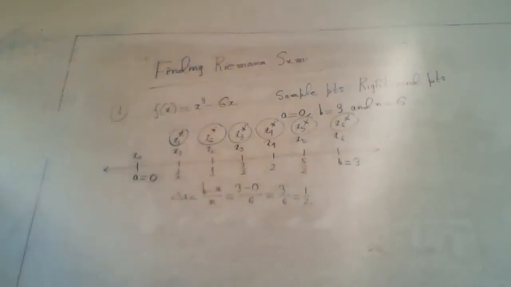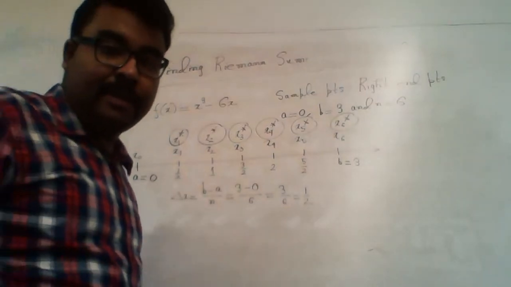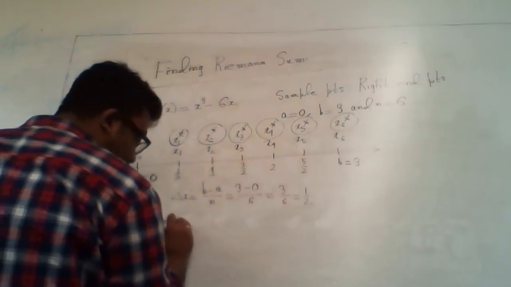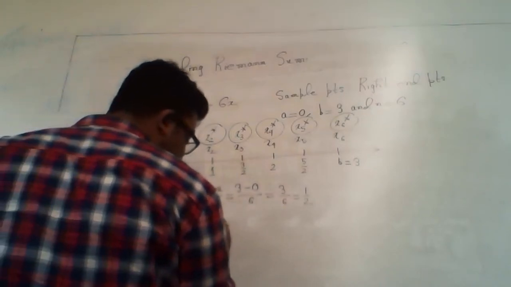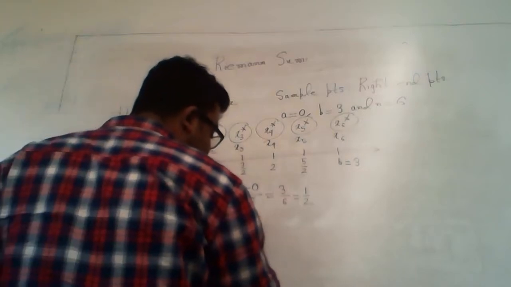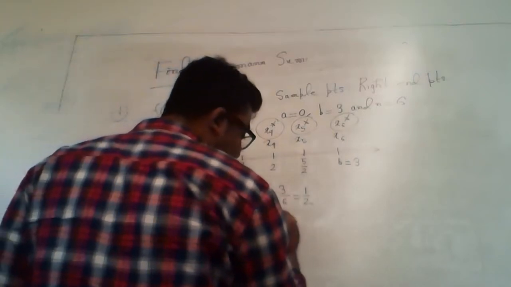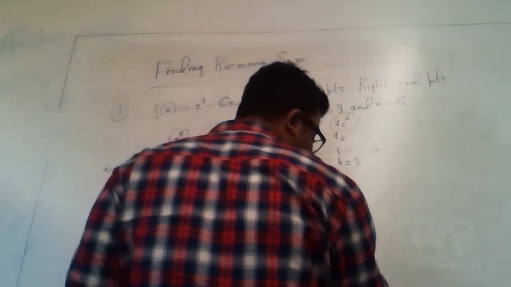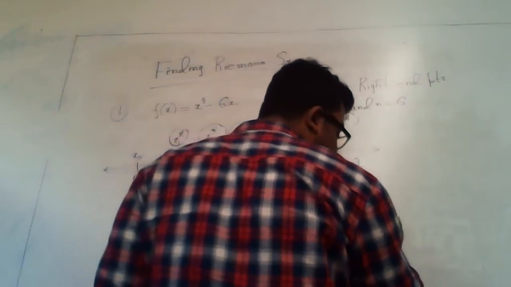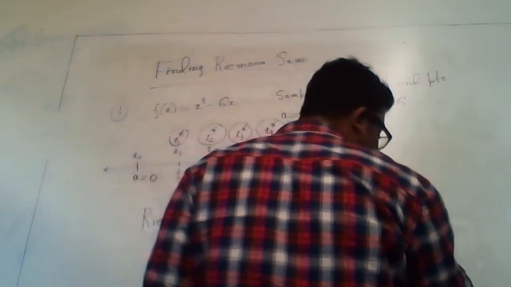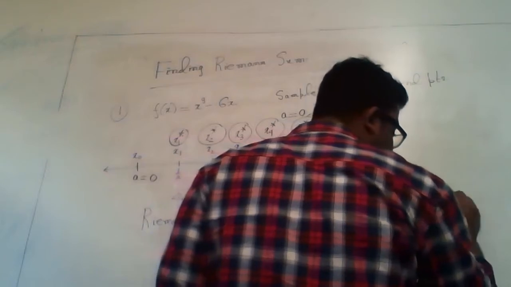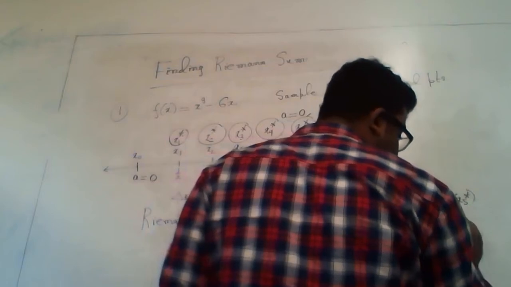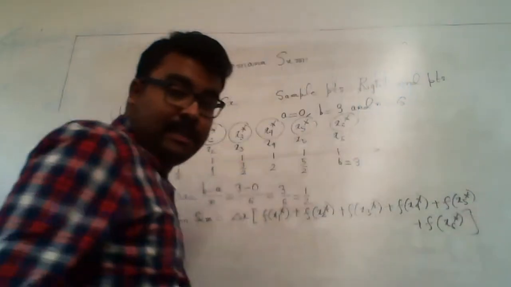Now once I have found out my sample points, then the problem is very easy. Just apply the formula for Riemann sum. So Riemann sum is simply this formula. It is delta x times f of x1 star plus f of x2 star plus f of x3 star plus f of x4 star plus f of x5 star plus f of x6 star. This is the formula for Riemann sum.